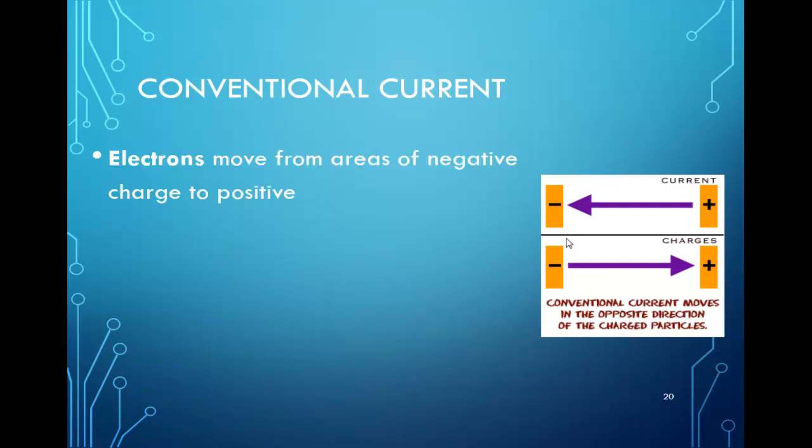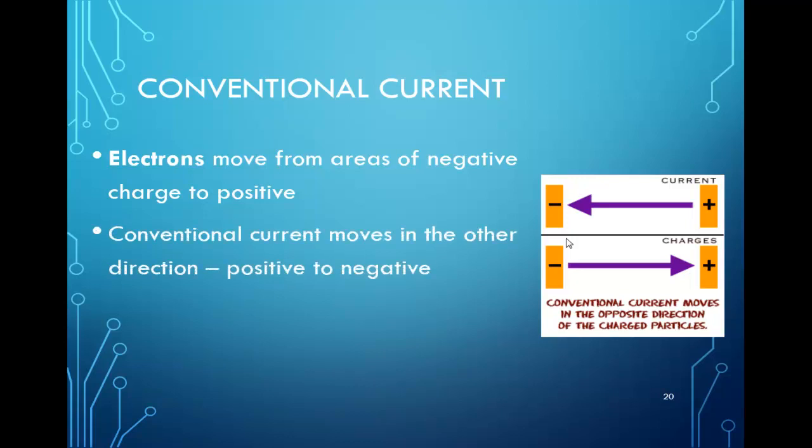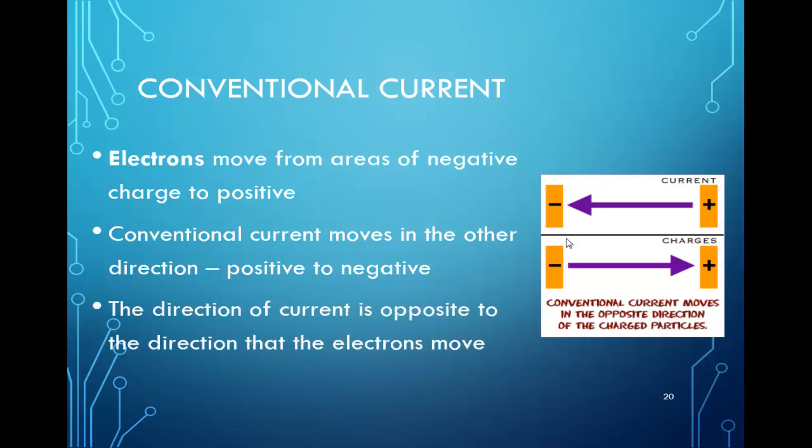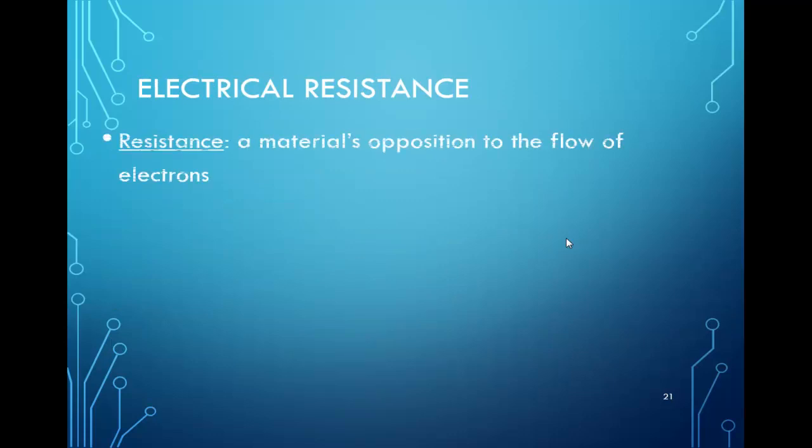And we talked about conventional current. We said that the electrons move from the area of negative charge to positive. Conventional current moves in the other direction, from positive to negative. The direction of the current is opposite to the direction the electrons move.